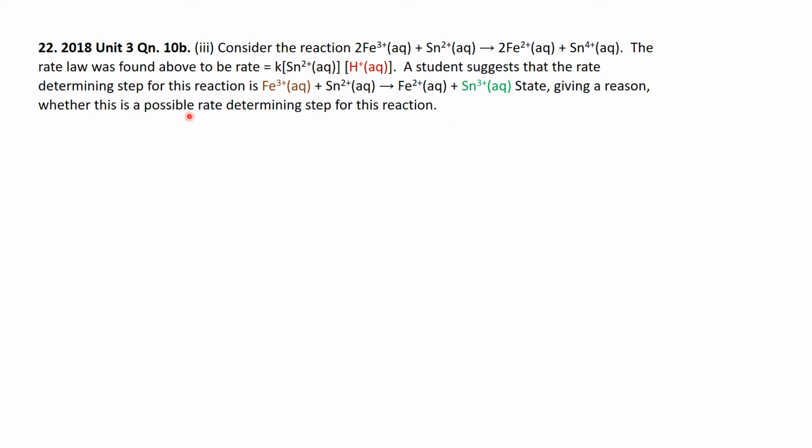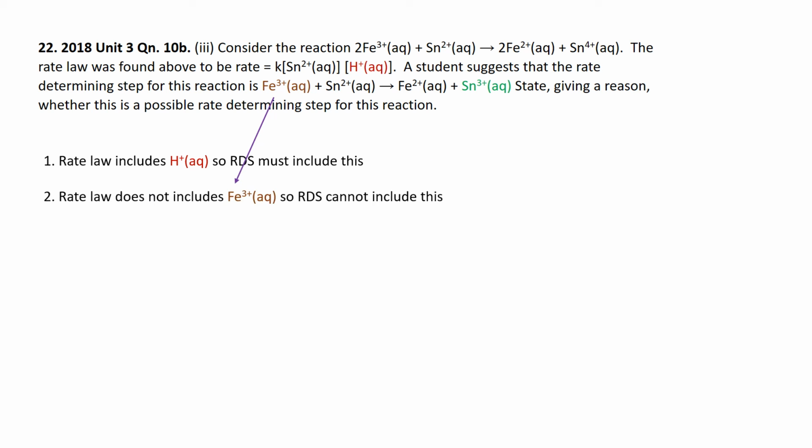First of all, of course, the rate-determining step has to match up with the rate law. The rate law includes H+, so the rate-determining step must have H+ somewhere in there. It doesn't. Also, the rate-determining step includes Sn2+, so Sn2+ would have to be in the rate law. It's not. And finally, from a chemical point of view, Sn3+ is highly unlikely to be involved as an intermediate. I mean, you can get Sn3+, but it's a very fleeting existence, so probably not going to be anywhere near the mechanism.